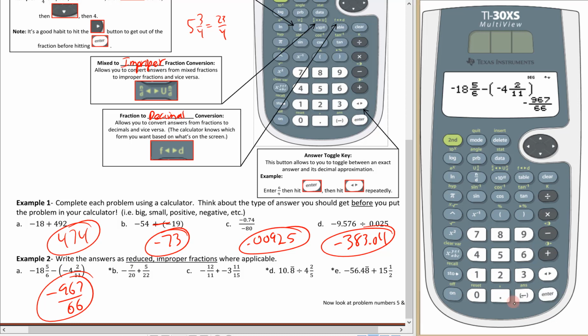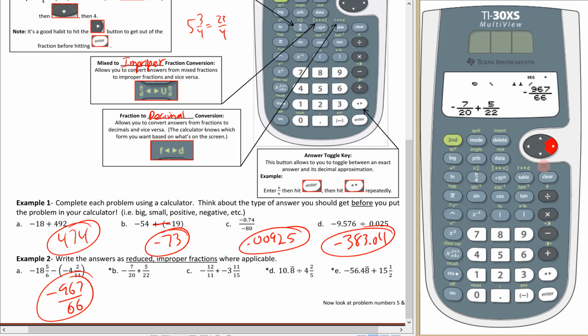I'm going to put in a negative. Again, make sure it's negative. And we're going to do a 7. We're going to do the fraction input. We've got a 20 on the bottom. Whoops. Let's see. There's my 7. There is the fraction input. I should be a little more careful with the buttons I hit. And then there's a plus 5, fraction input, and on the bottom is a 22.